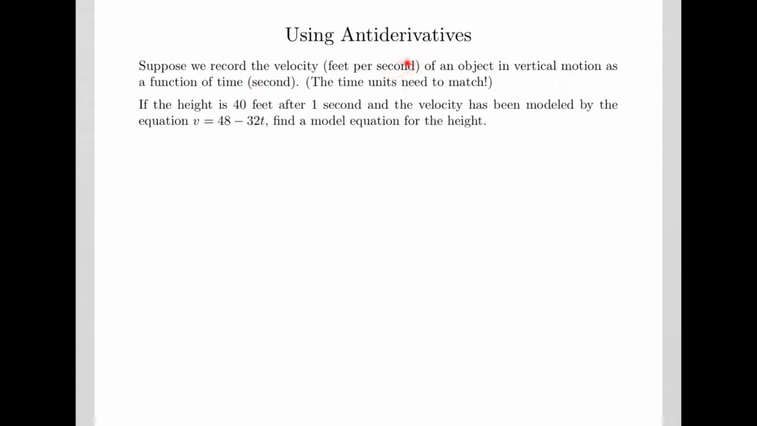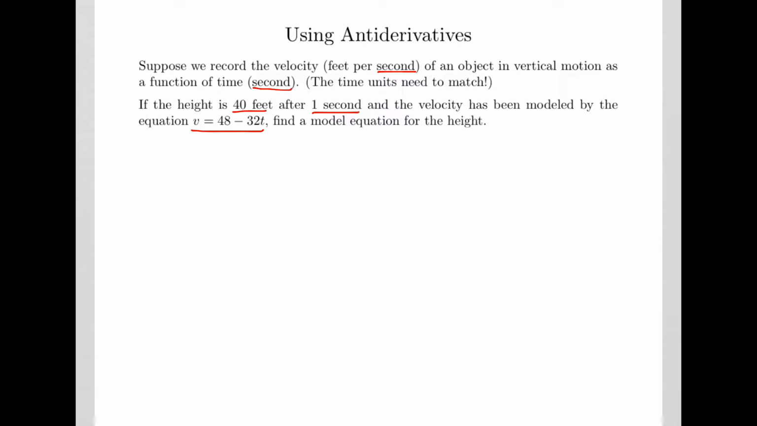And it's important that the units of time in the rate of change and our variable match. If they don't match, I have to do a change of units, a conversion. Okay, so here's our setting. We're told the height is 40 feet after 1 second, and if I looked at the velocity as a function of time, I have this function.